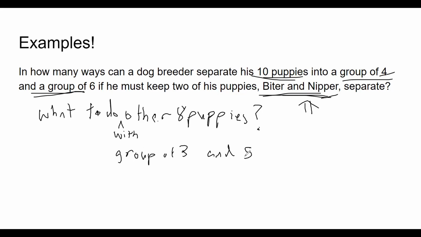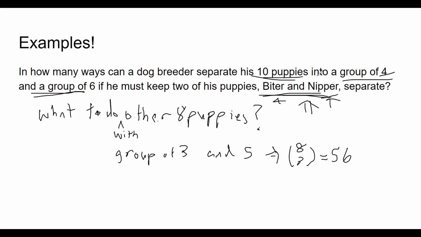Right. If we take them away, this becomes a smaller, simpler problem. And with this, you can pretty quickly do 8 choose 3 equals 56, right? This is the number of ways you can put the remaining 8 puppies into a group of 3 and a group of 5. And you're essentially leaving one slot in each group for one of the 2 remaining puppies, Biter and Nipper.